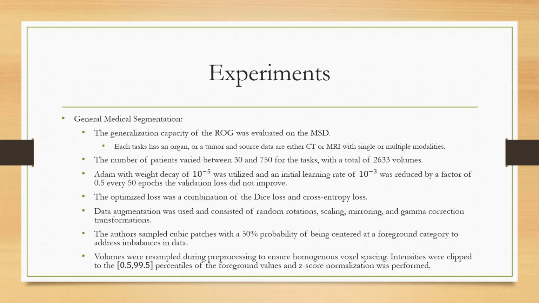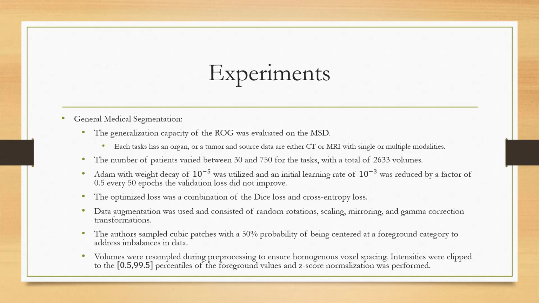Okay, so for the second part of their experimentation, which was generic medical segmentation, they evaluated the generalization capacity of ROG on the MSD. Each task had one organ or one tumor, and source data was either CT or MRI scans with single or multiple modalities. The authors also stated that the number of patients fluctuated between 30 and 750, with a total of 2,633 volumes. They used an Adam optimizer with a weight decay of 10 to the negative 5th power.